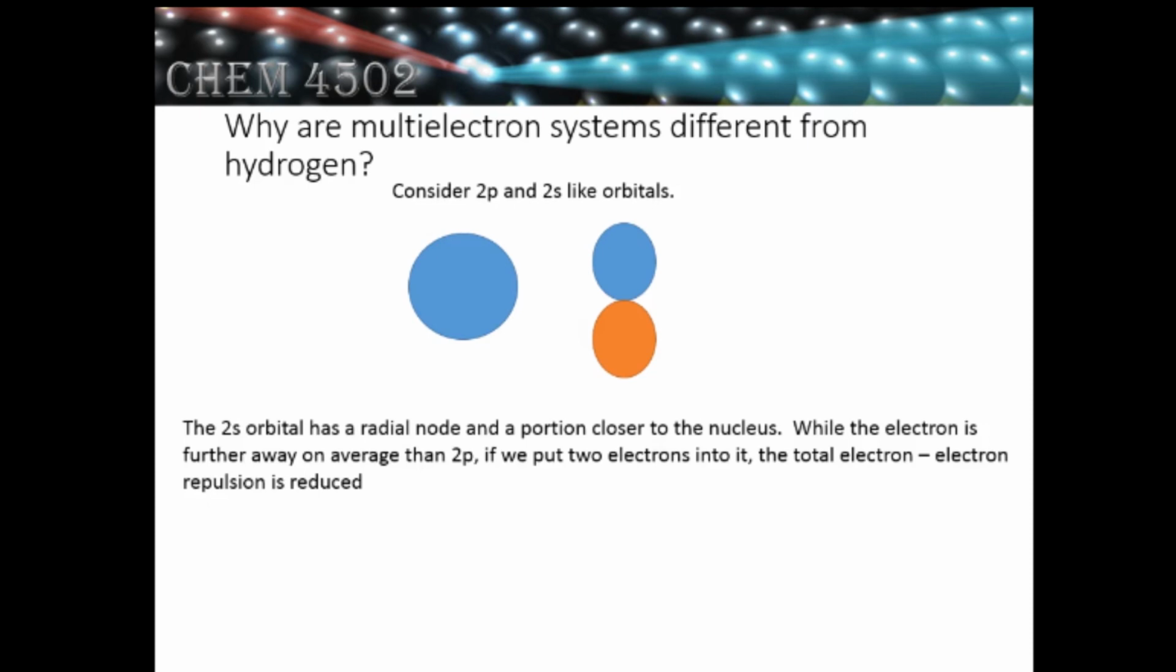Okay? And so let's get back to this question of why, in a multi-electron system, the orbitals are different. Why is a 2p orbital different in energy than a 2s orbital? And the answer is the electron-electron repulsion.